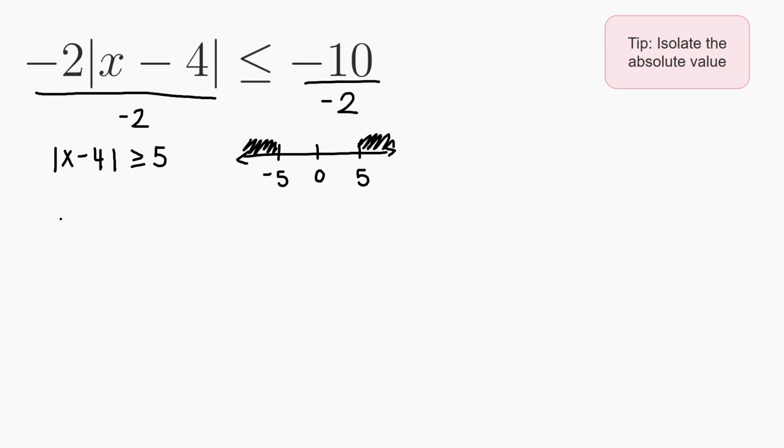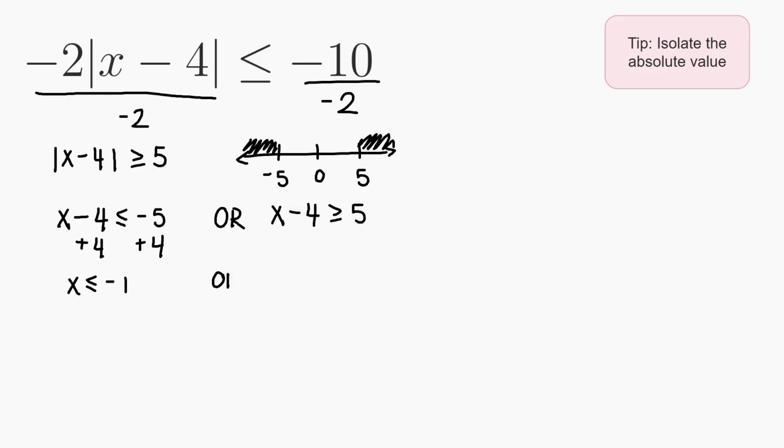So now we'll solve. So we get x minus 4 is less than or equal to negative 5, or x minus 4 is greater than or equal to 5. So we'll add 4 on this side. We get x is less than or equal to negative 1. And we'll solve this one as well. Add 4 on both sides to get x is greater than or equal to 9. So our solution is that x needs to be less than or equal to negative 1, or x needs to be greater than or equal to 9.